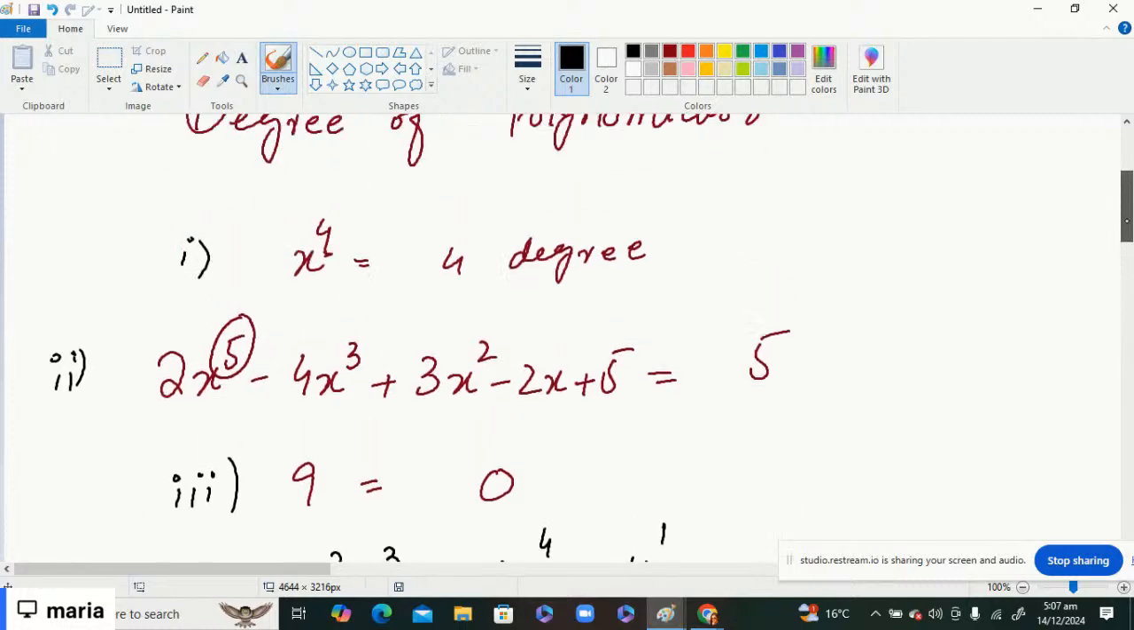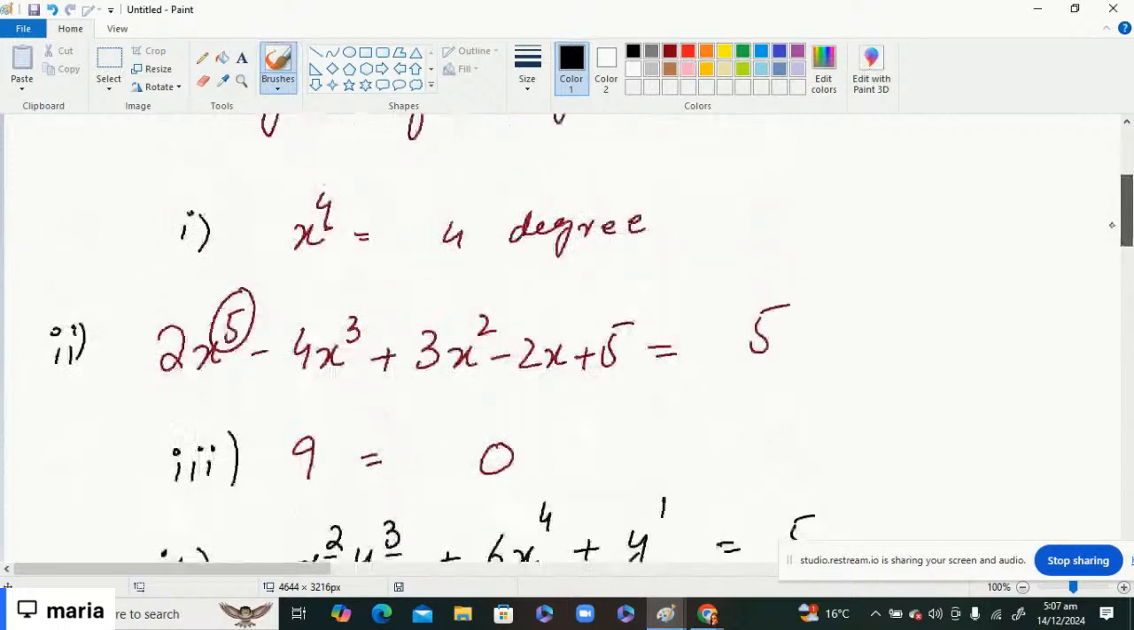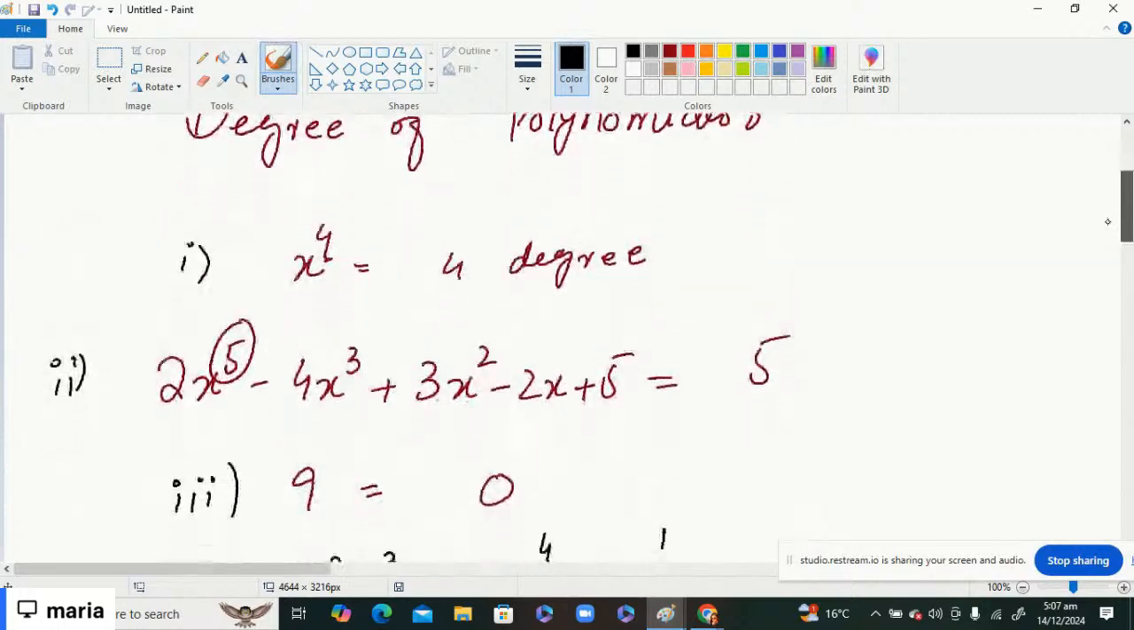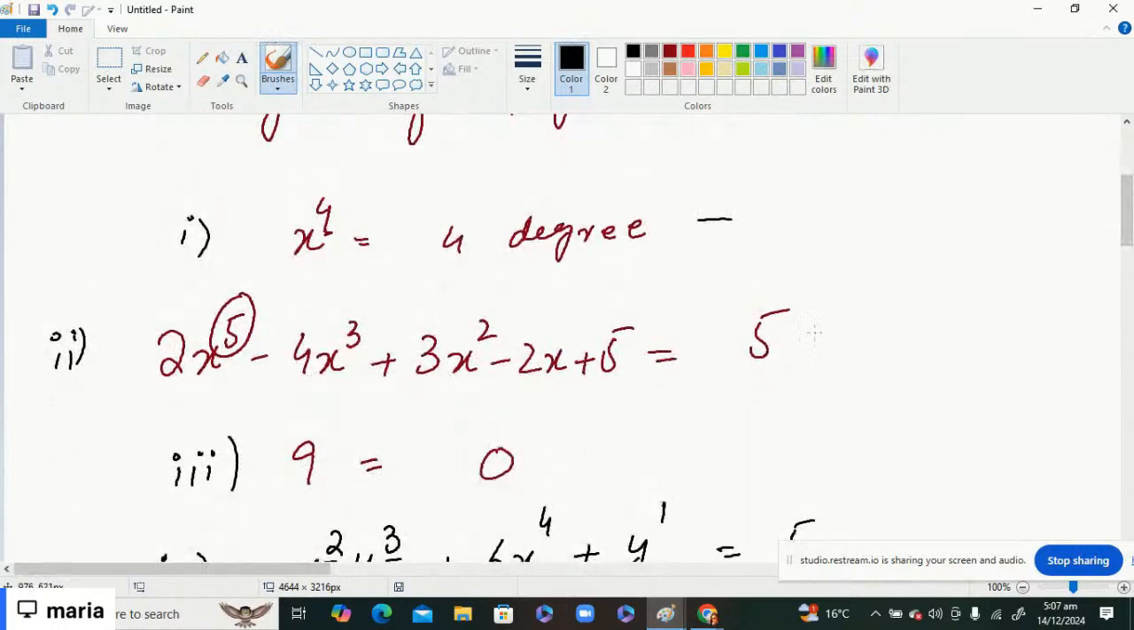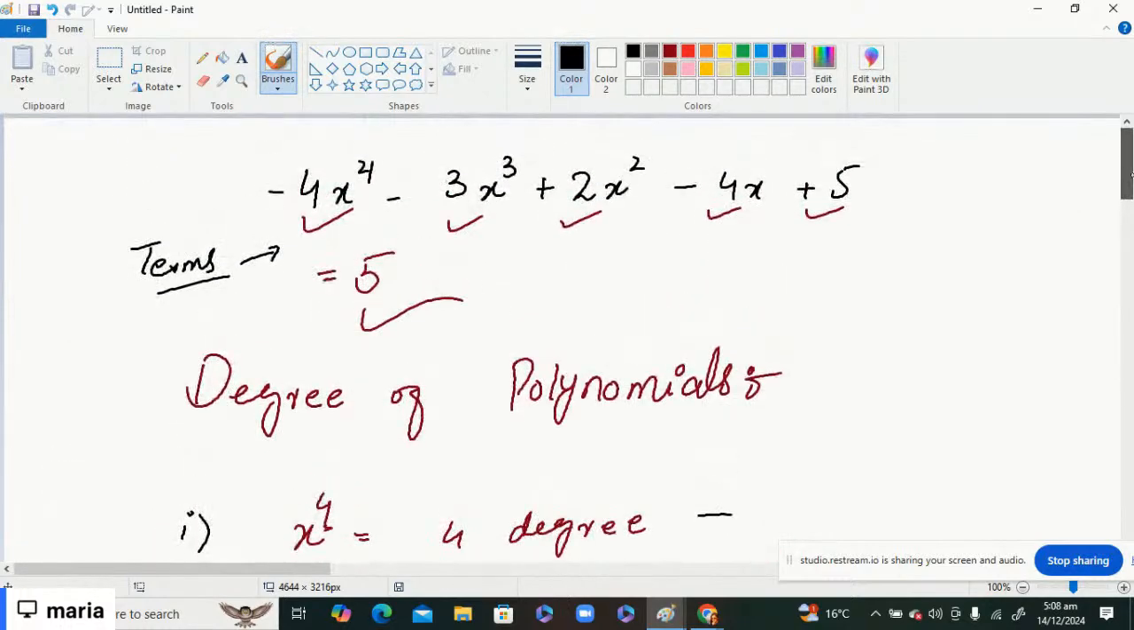Understood? This is basically the thing. These are the four conditions to finding out the degree of the polynomials. First condition, second, third, and fourth. I'm going to repeat it again. First of all, what are the terms?